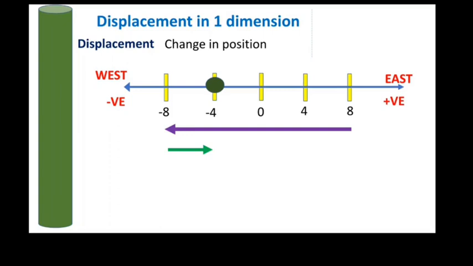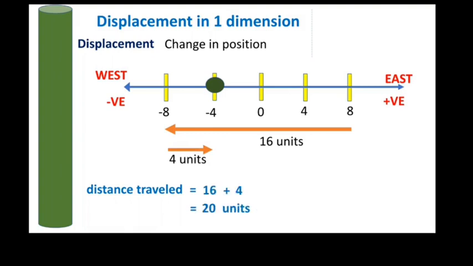Now, if we wanted to calculate the distance traveled by this object, we'll need to add the 2 movements. The first movement is the 16, the second movement is the 4 units. So the total distance traveled would be 16 added to the 4 units. This will give you what? A total of 20 units. So the total distance traveled is 20 units.